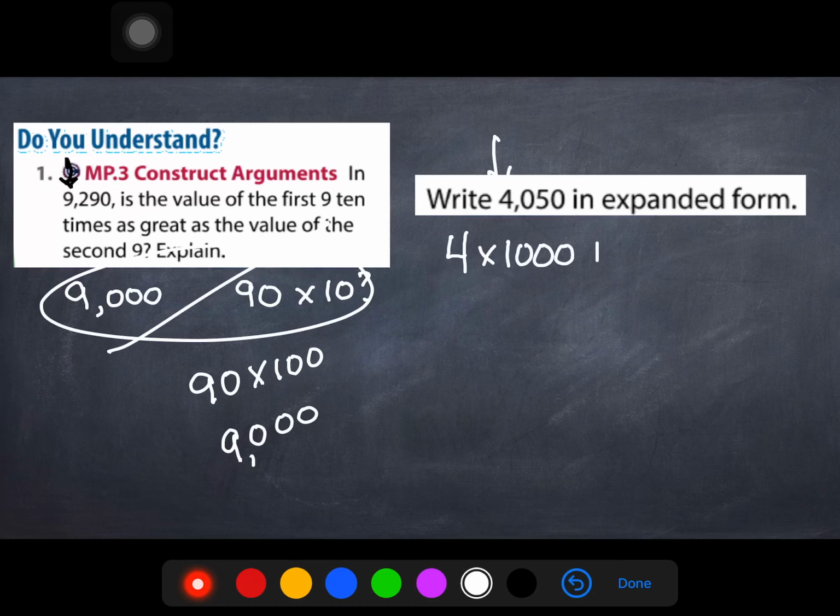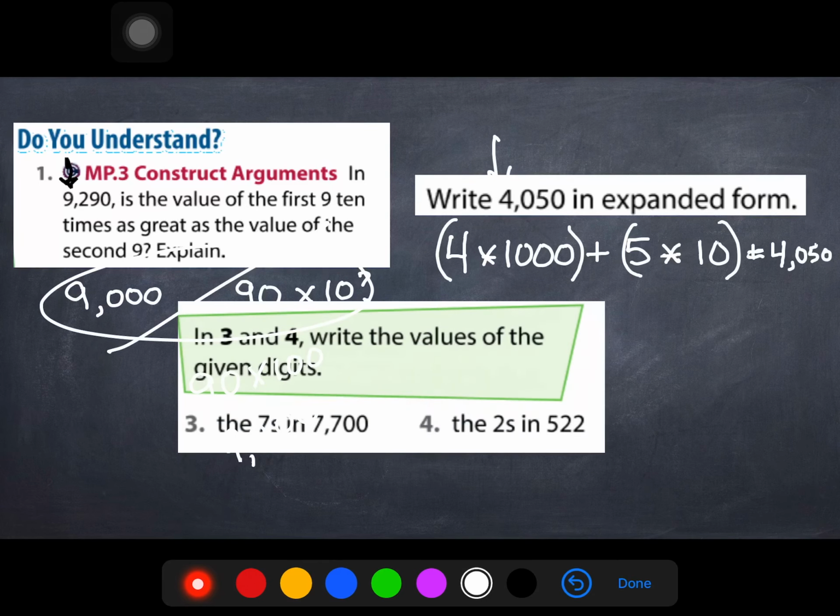So 4 is my digit. My place value is the thousands. I don't have anything in my hundreds place, so I don't need to include it. I have a 5 as my digit, and I'm going to multiply it by my place value of the tens. You will see us doing this a little bit because with all these zeros, it keeps the numbers together. This 4 times 1,000 is equal to 4,000. 5 times 10 is equal to 50. My number equals 4,050.